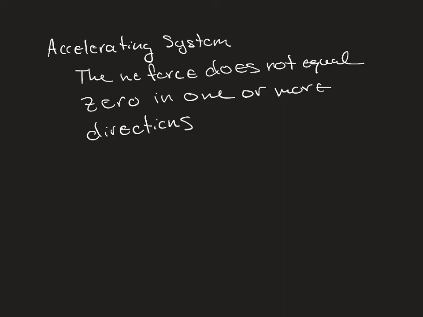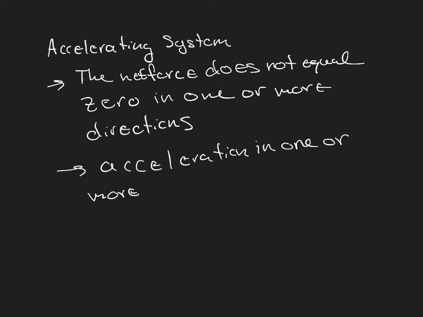Now, mind you, you could have a situation where you're accelerating in the x direction and therefore have a net force in the x direction, but you're still at rest in the y. So you're not moving up and down, you're only moving left or right. So sometimes you only have an acceleration in one or more directions. So remember, a net force that's something other than 0 leads to an acceleration, which then leads to a change in velocity.